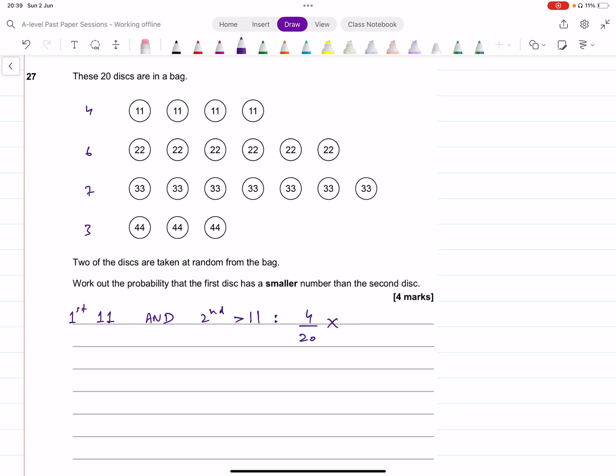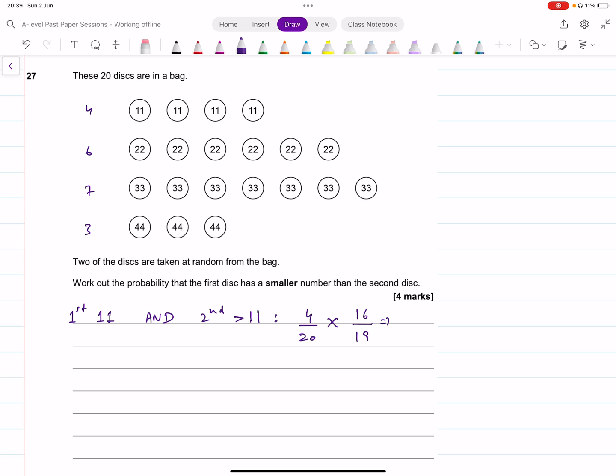Now, once one of these disks is taken out, what's the number of disks that is left inside? That's 19. Out of those 19, since you want it to be greater than 11, it could be any of these cases: 22, 33, or 44. What's the total number here? It's 16. 16 out of 19. This is one possible case. You can see what this turns out to be.